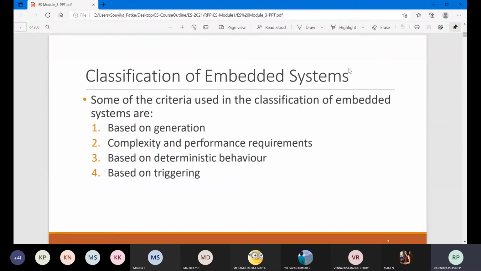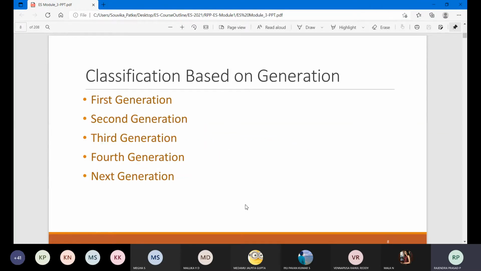So classification of embedded systems is based on generation. You might not know first generation, second generation, third generation, fourth generation. Then complexity and performance requirement, deterministic behavior, and triggering. Right. So these are your general classifications of an embedded system. In detail we will be learning about this: what is first generation, second generation, third, fourth, and next generation.